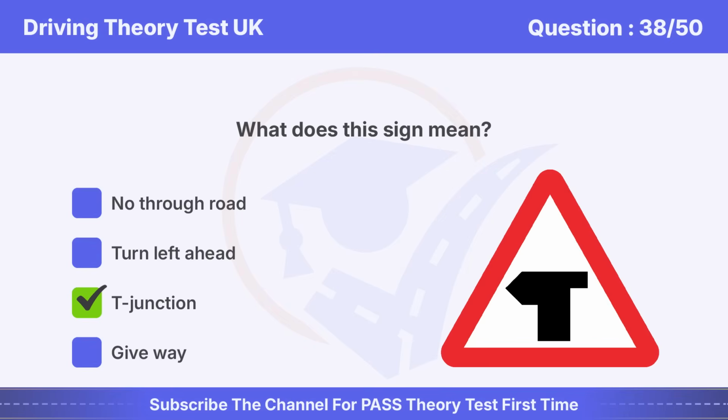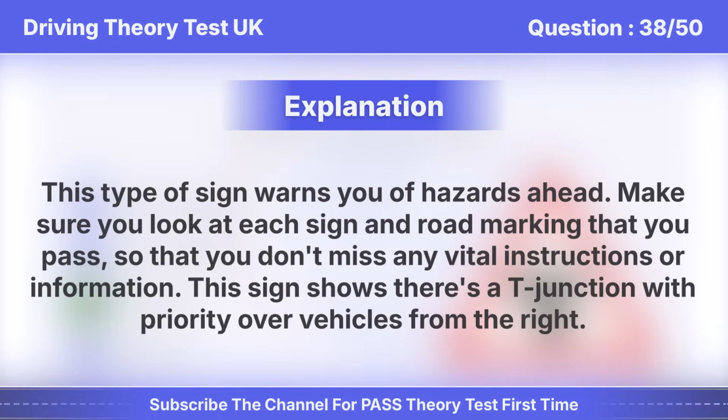Answer is C. T-junction. This type of sign warns you of hazards ahead. Make sure you look at each sign and road marking that you pass so that you don't miss any vital instructions or information. This sign shows there's a T-junction with priority over vehicles from the right.